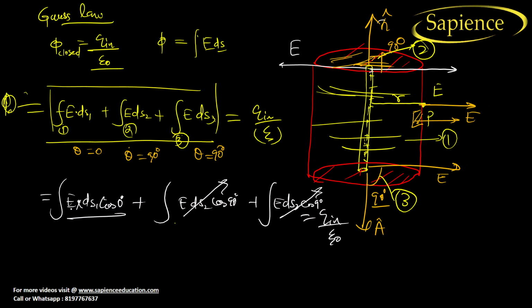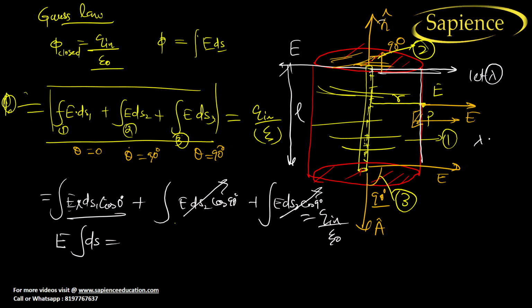Now see here, since the electric field is constant at every point on the curved surface, the electric field will come out of the integral. So integration of ds is the surface area. So how much charge is enclosed? Let us consider lambda is the charge density and the length of the wire is L. So the charge density lambda is equal to what? Charge by length. So charge can be written as lambda, the charge density, into L. So we can write charge enclosed Q enclosed by epsilon naught is equal to lambda L by epsilon naught.